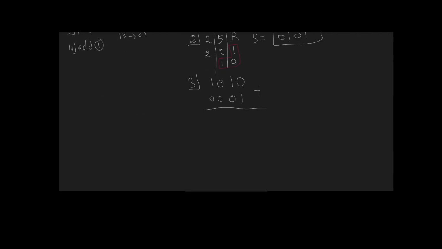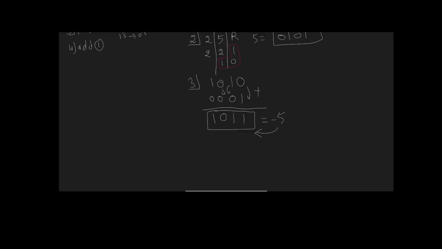Now let's add these. 0 plus 1 is 1. 1 plus 0 is 1. 0 plus 0 is 0. And 1 plus 0 is 1. So this is how a computer stores a negative number. Negative 5 is equivalent to 1011.